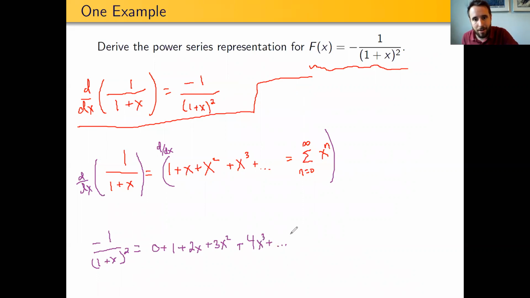Let me see here. So this can be rewritten as the sum, as n goes from 0 to infinity, of n times x to the n minus 1. And what we see now is that we are actually able to represent this function, having taken the derivative of a power series that we knew, to give us a brand new power series that works in this case.